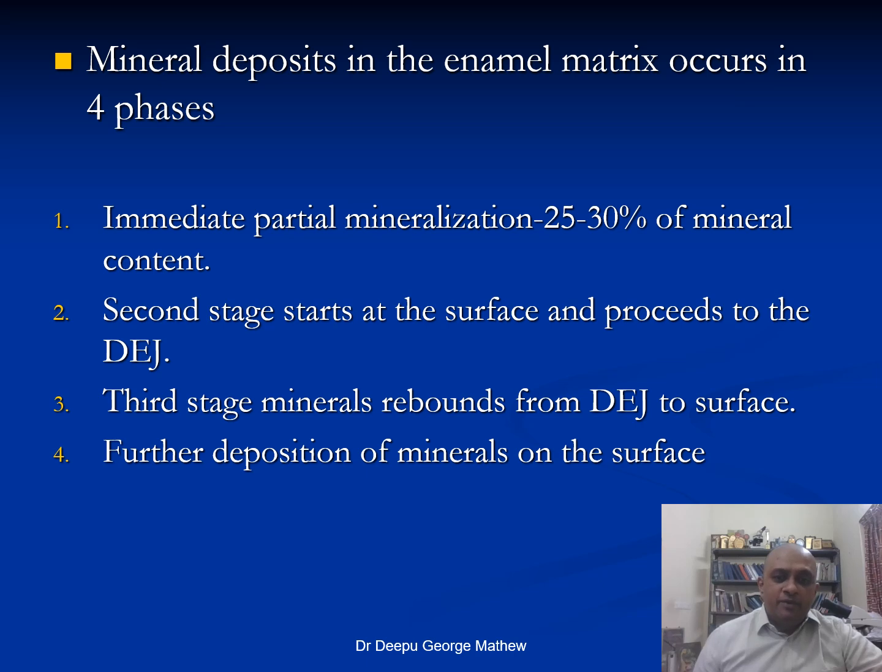The mineral deposition of enamel matrix occurs in 4 phases. One is immediate partial mineralization, that is around 25 to 30% of mineralization of enamel will happen in the secretory stage itself. So we don't have to worry, it is not in this particular stage. Now the second stage, the mineralization will start from the surface and proceed to the dentinoenamel junction. And in the next stage, the mineralization will rebound from the dentinoenamel junction to the surface. And further deposition of minerals will happen on the surface alone, that is after the mineralization process is over. Now let's talk about how this really happens.